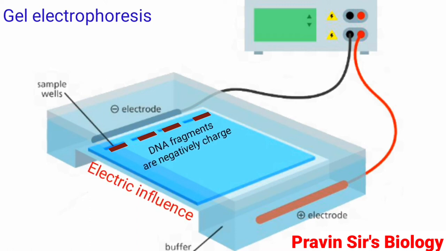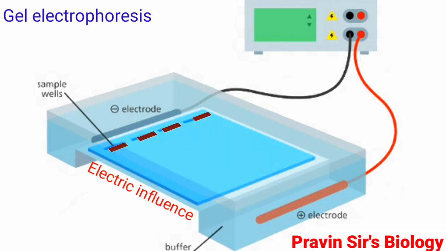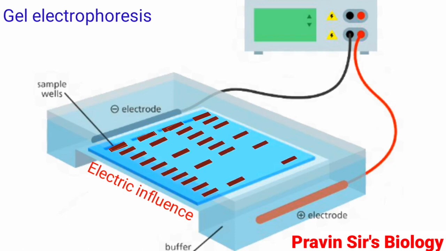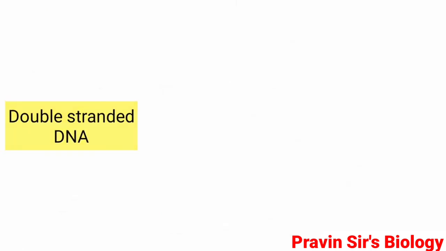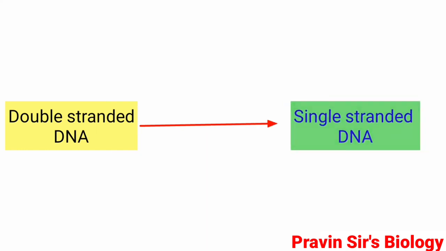Gel electrophoresis. The DNA samples are loaded for agarose gel electrophoresis under an electric influence. The DNA fragments which are negatively charged move to the positive pole. The movement of these fragments depends on the length of the fragment. This results in formation of bands. Double-stranded DNA is split into single-stranded DNA by alkali treatment.